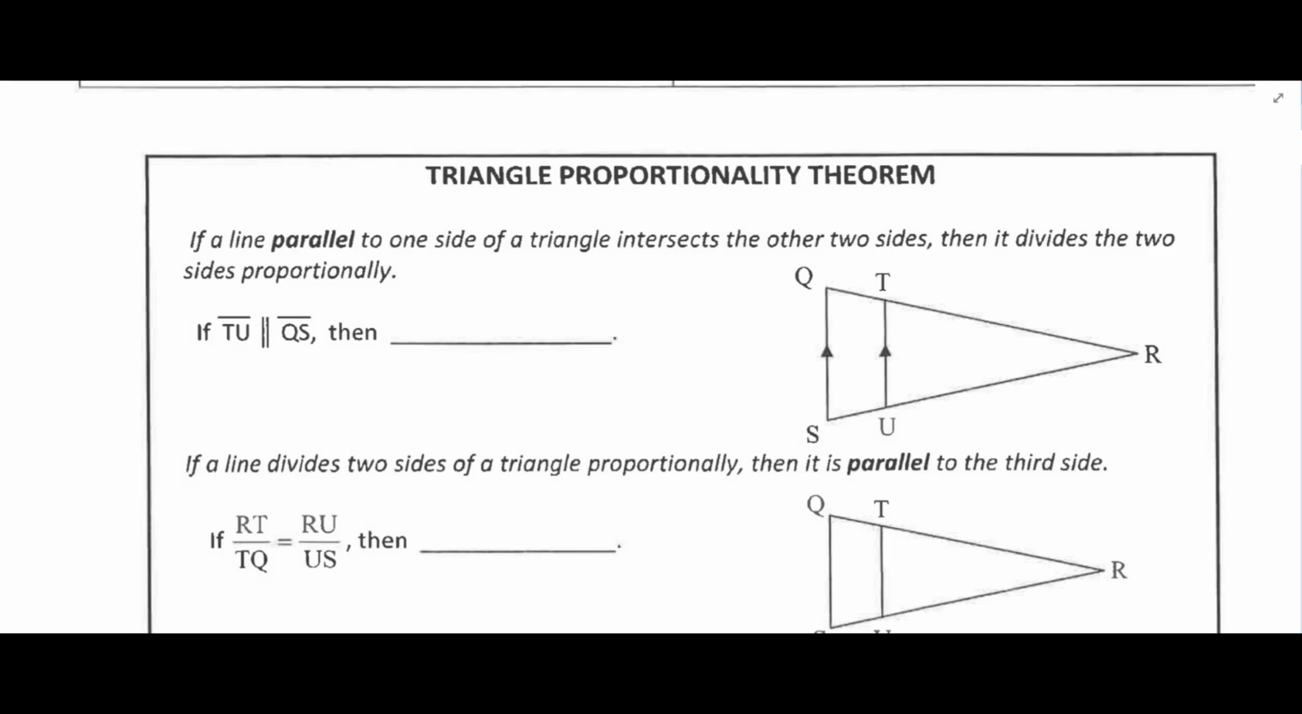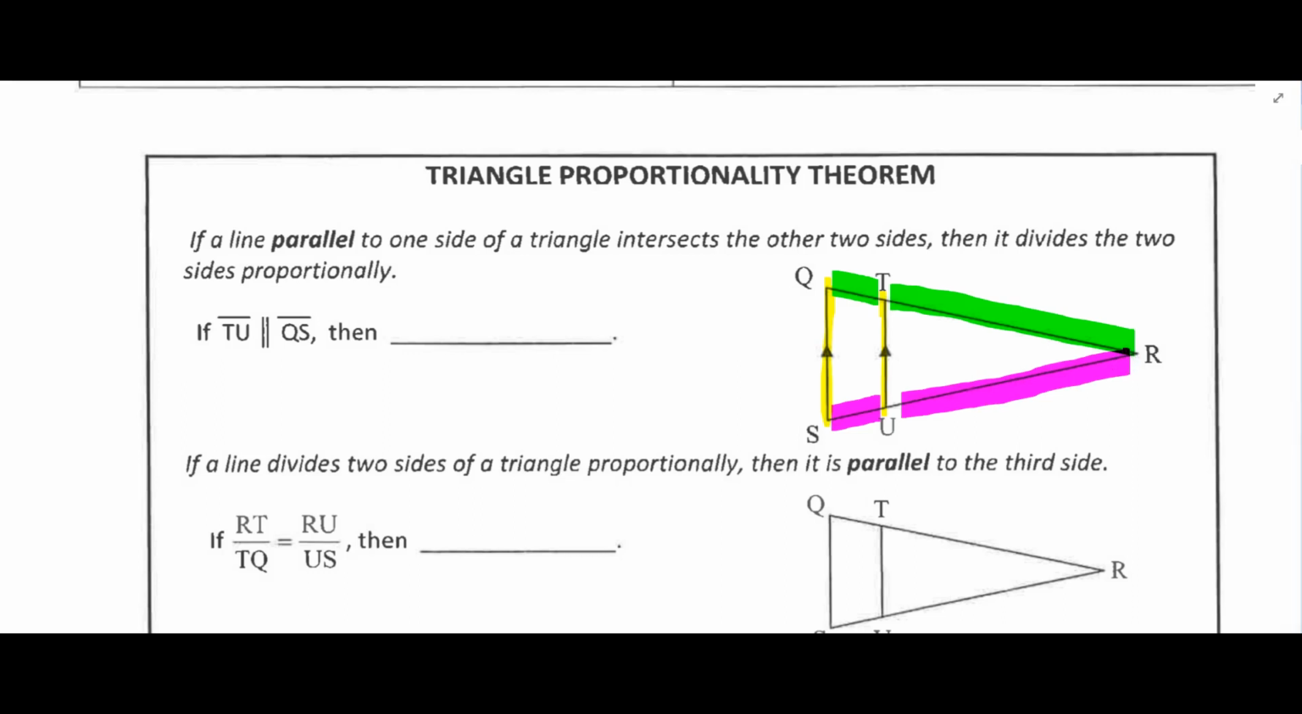It says if a line parallel to one side of a triangle intersects the other two sides. So here's my line, and it's parallel to this side of the triangle, then it divides the two sides proportionally. So that means that this side of the triangle has been divided into these two pieces, and this side has been divided into these two pieces, and they have been divided proportionally.